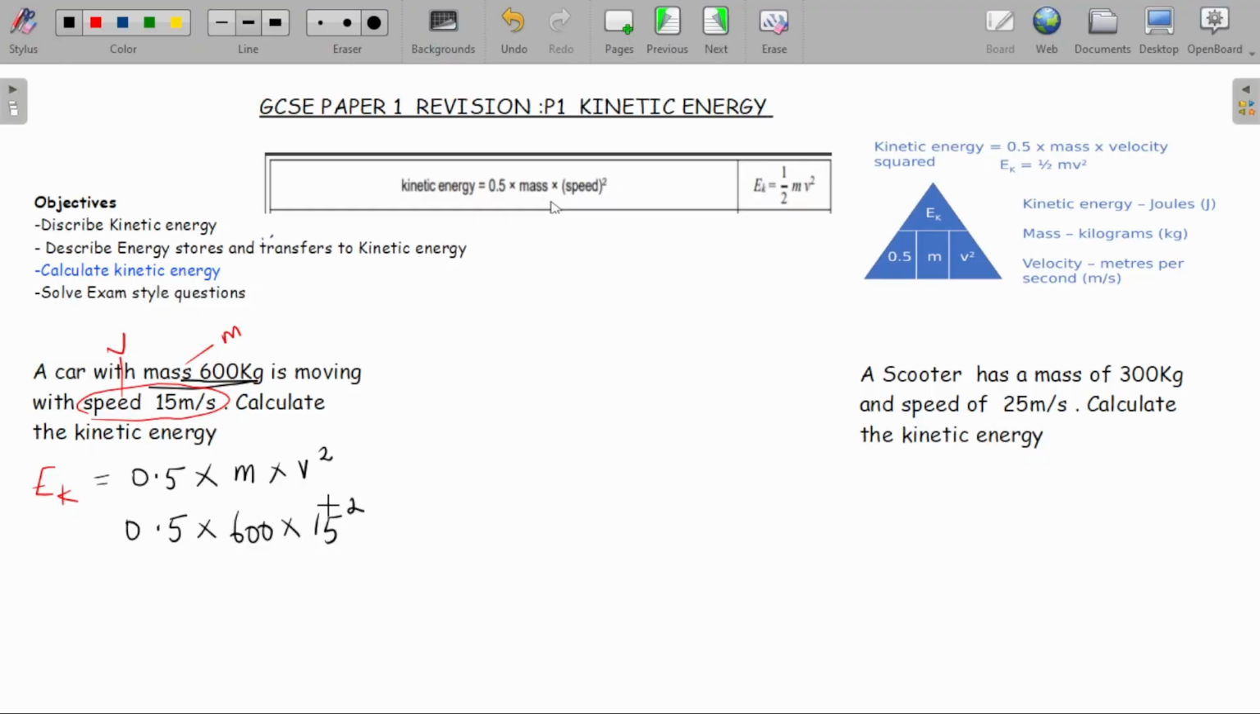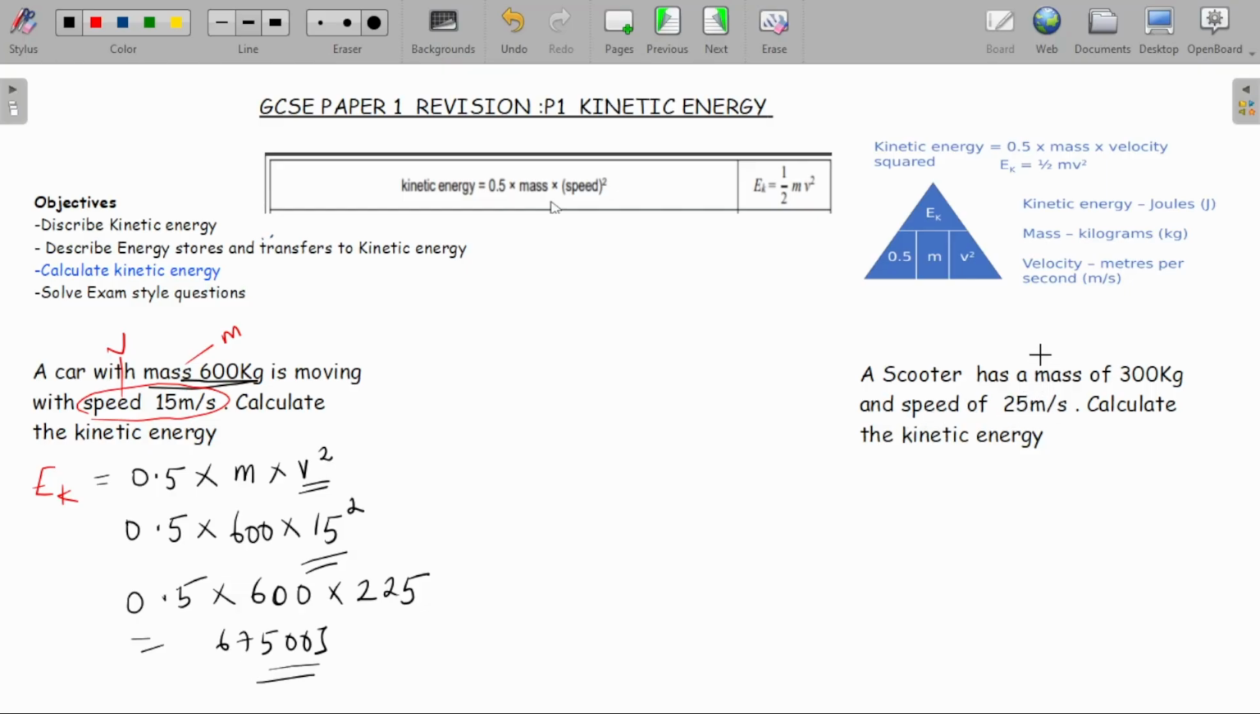Now it's important that you do not forget the squared. A lot of students forget to square the speed, and that is where they lose marks. So I'm going to solve this by plugging these values into my calculator. So I have 0.5 multiplied by 600 multiplied by the square of 15. 15 squared is 225. And if we plug that in our calculator, we should get 67,500 joules. That will be our final answer.